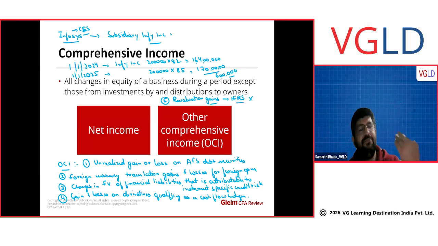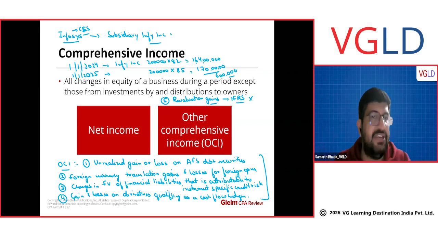Everything will be clearly specified, like a loss on foreign currency translation, a gain on foreign currency translation, a gain on the derivatives, an unrealized gain on AFS debt securities. Everything will be given. You should only know about the presentation, where it will be presented. That's it. Nobody will be asking you about the calculation of anything like this. It will never be part of our exam. Only you should know where the items will come and what these four items are. That's it.